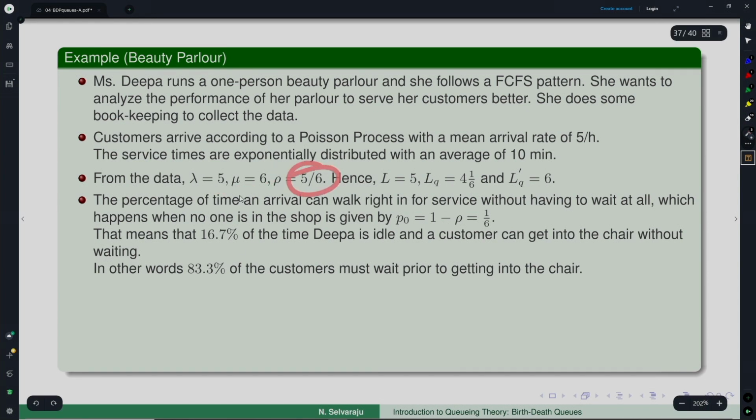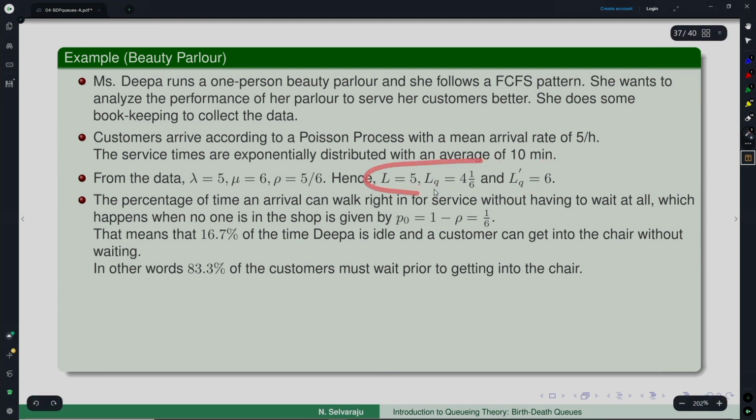So, that gives you rho is 5 by 6, and hence using our formulas for L, LQ and LQ dash. L is 5, which means the average number of customers in the system is 5. The average number who are waiting in the queue is 25 by 6, and if you have to wait, the average system size of customers who are waiting in the queue is 6.